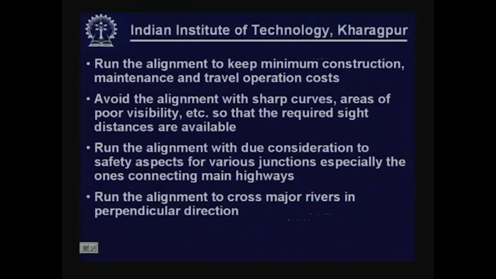Run the alignment with due consideration to safety aspects for various junctions, especially the ones connecting the main highways. When it is connecting the main highways, the grade should be proper, the angle should be proper. When you are finally connecting it to the main road, you must bear in mind all these aspects. Your life will be much easier if, in your initial alignment selection itself, you consider all these aspects and accordingly select an alignment. Later on it will be much easier to satisfy all such requirements when you are making the final design.